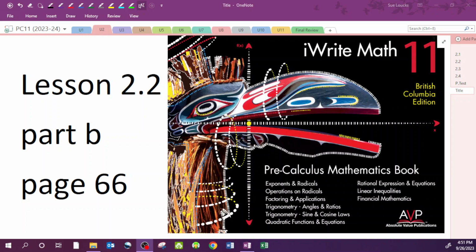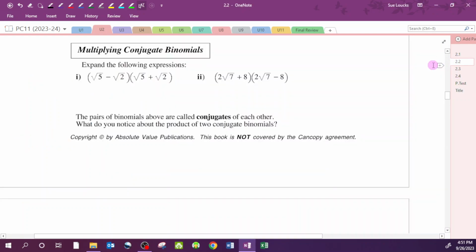Welcome back to the second part of lesson 2.2. We're on page 66, and we're going to talk about conjugate binomials. These are really important for lots of things we're going to do this year. Okay, so we're going to expand these expressions.